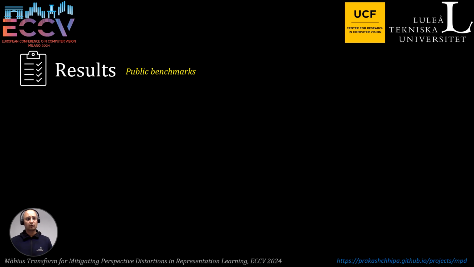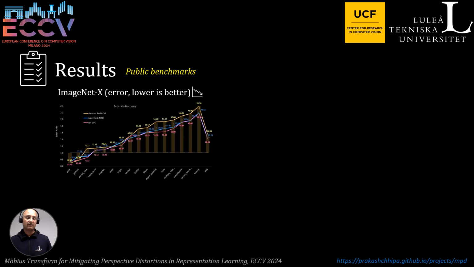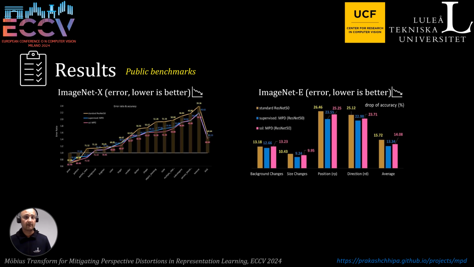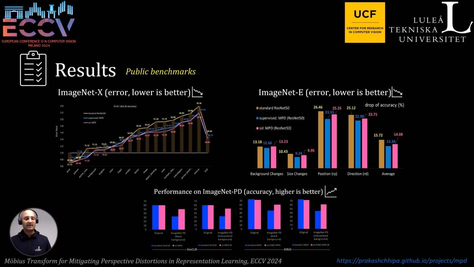Then we quickly talk about the results. We evaluated our self-supervised and supervised models on different publicly available benchmarks with perspective distortion effects, like ImageNet-X and ImageNet-E, and the newly developed ImageNet-PD. The models integrated with MPD have consistently shown improvement. Notably, by including MPD in the learning process, the models maintain performance on the standard data distribution, whereas they significantly improve performance on the ImageNet-PD subsets.